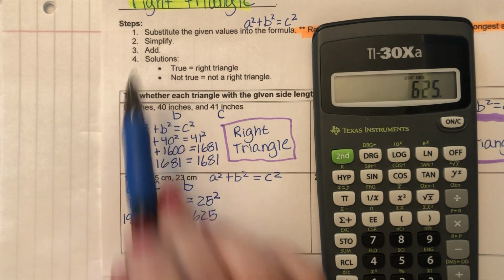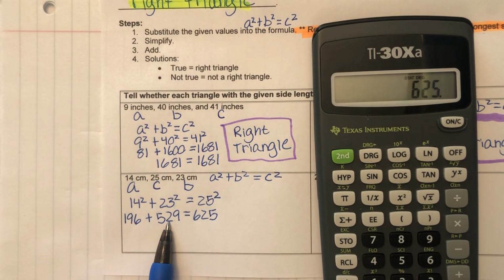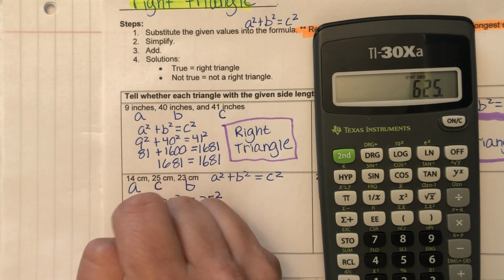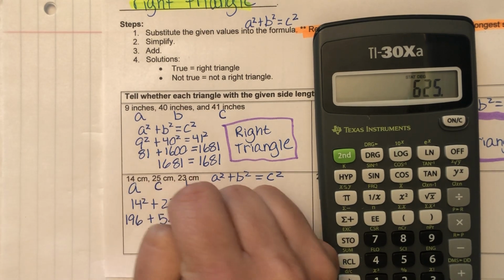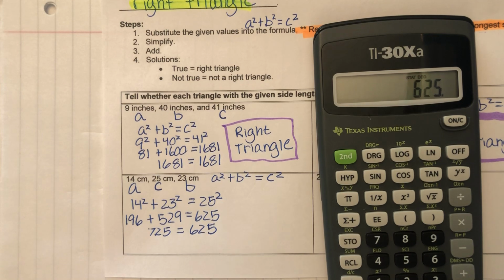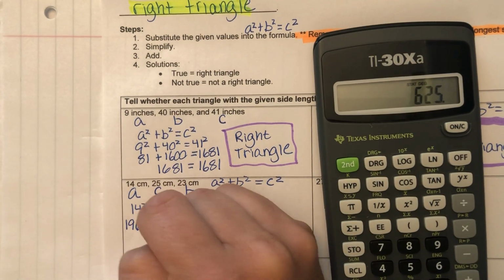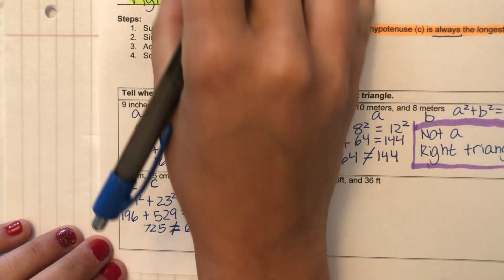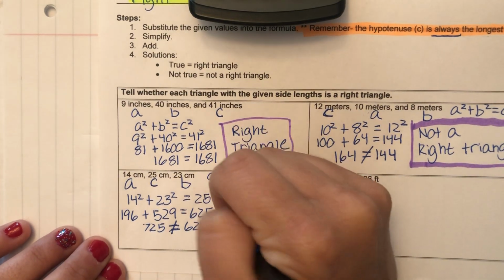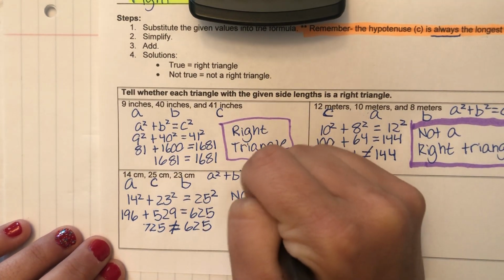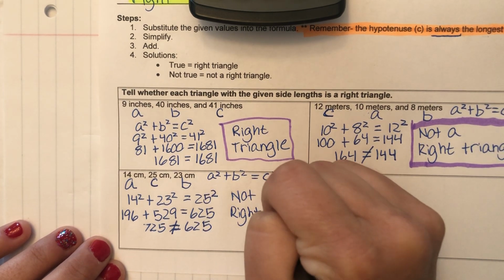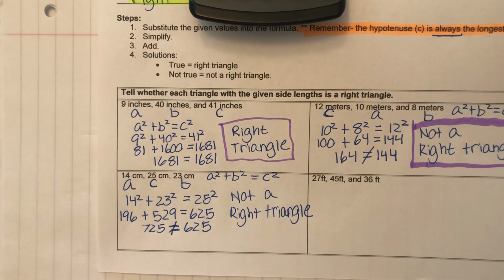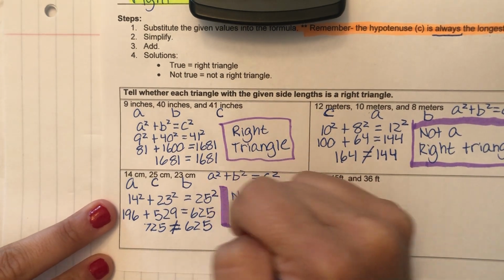Now we're on step 3. We need to add these values together, and we get 725 equals 625. Is that true? No, those do not equal each other. So this is not a right triangle. Not a right triangle. So if you got that, good job.